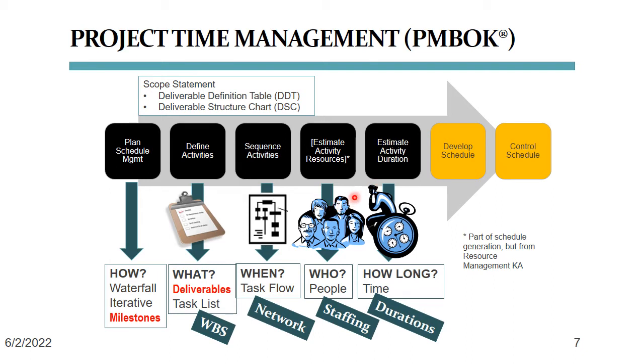Once that schedule is submitted to the project sponsor for approval, we can measure the actual task completions against it and see whether the project is running fast, behind, or right on track, and that is in the control schedule process.